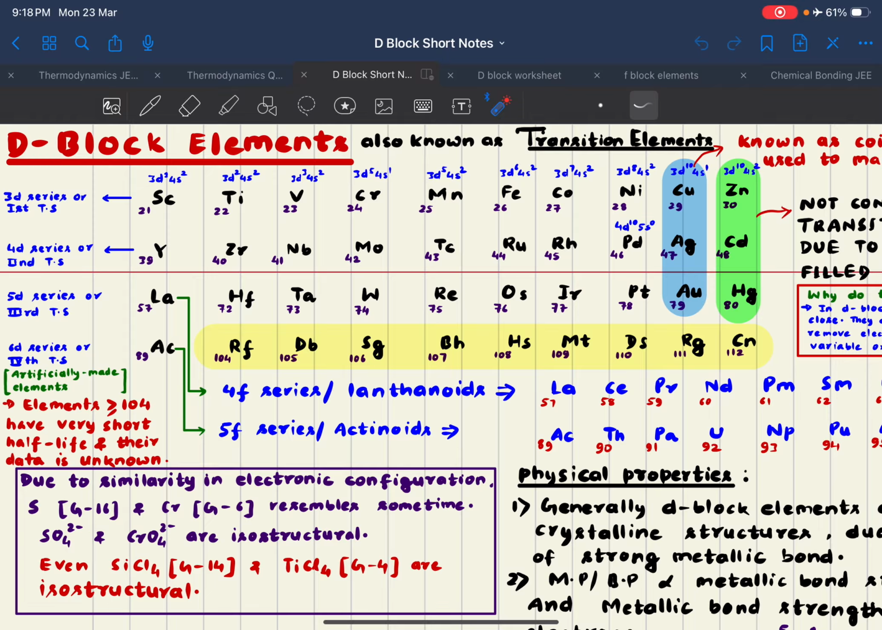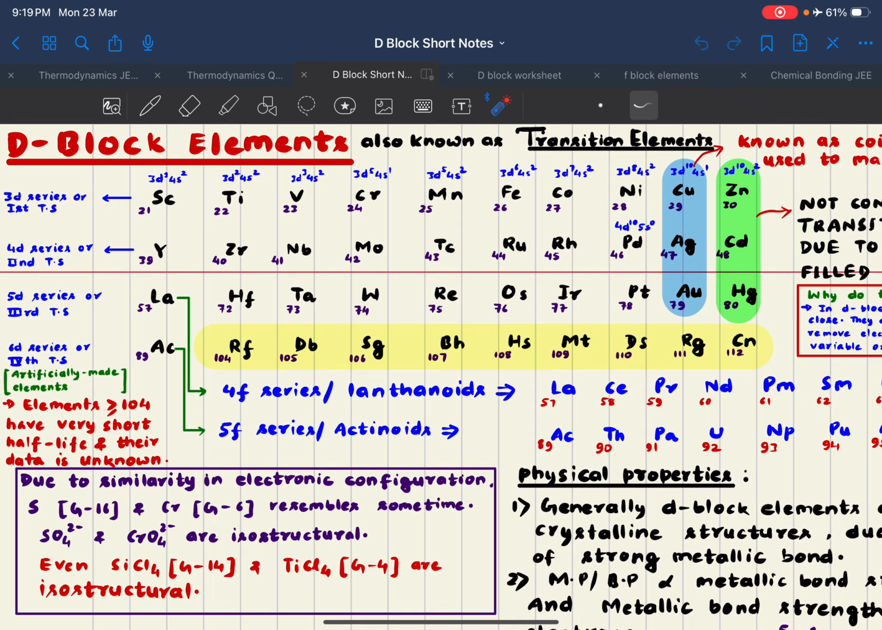Now, if you look at some important things I have mentioned, chromium has a special electronic configuration that you have to memorize. Important: 3d5 4s1, which we have discussed in the periodic table. Copper also: 3d10 4s1. And if you look at palladium, 4d10 5s0. So these are the exceptional electronic configurations which you are supposed to memorize.